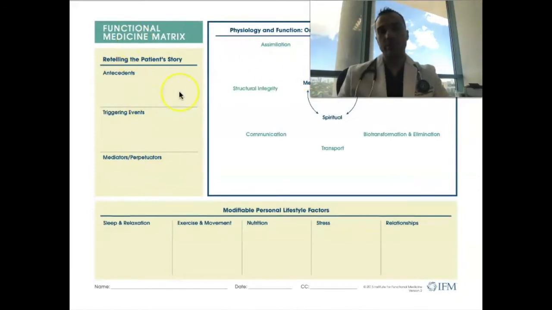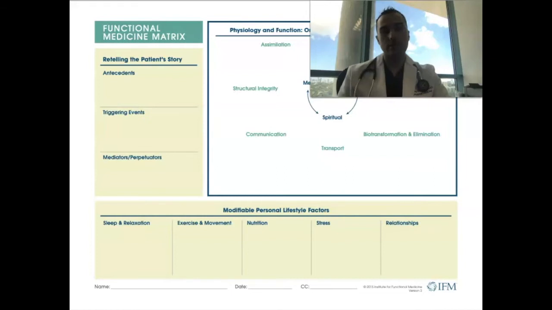The functional medicine matrix helps us understand and organize all the things that are going on with you. Even after we figure out where your antecedents, triggers, and mediators are, and where these plot in on here, then we can start to look at modifiable personal lifestyle factors. And this is the crux of functional medicine.